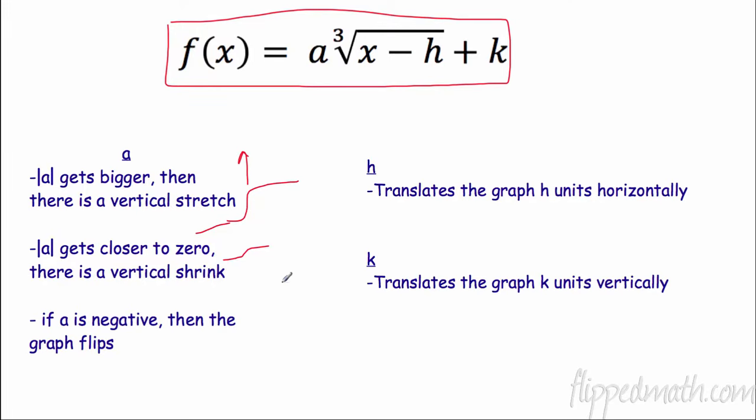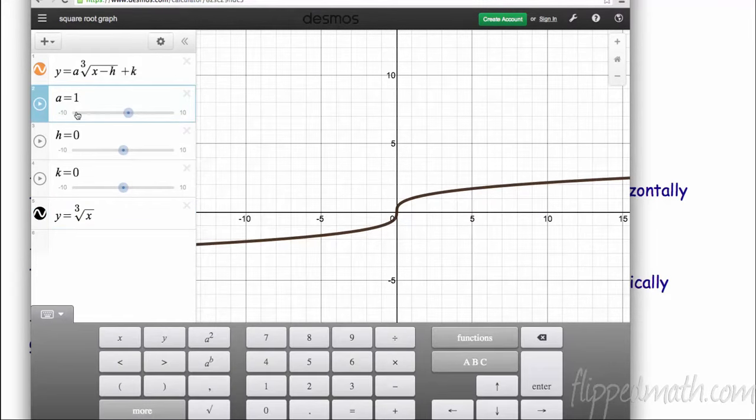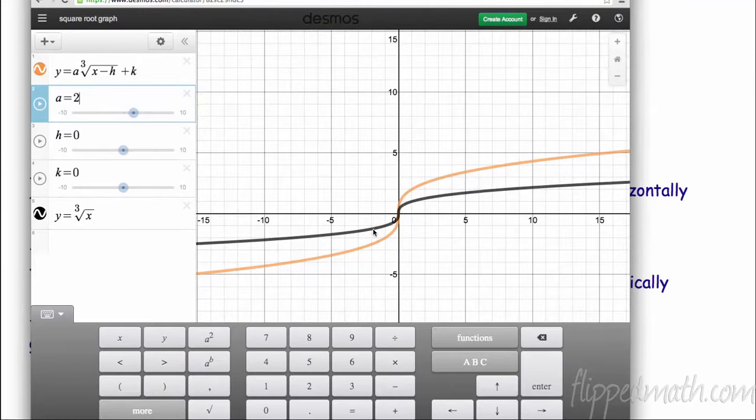So let's take a look at this. Here we go. Let's take a look at a. Right now we have a is 1, not a problem. Let's see if a is 2. Plug in 2, and you can see it is stretching vertically. All right, we can stretch it even further. Ooh, 5, it's getting closer and closer to an S, right?